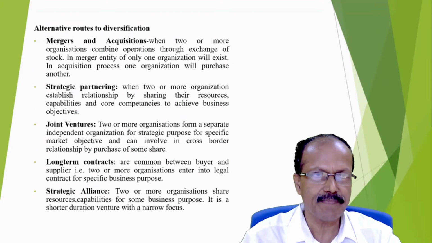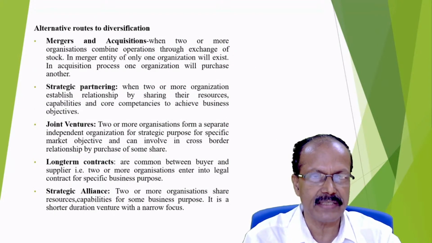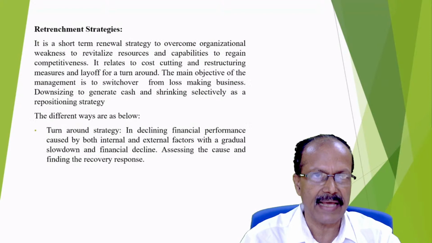With respect to alternate routes of diversification, the first one is through merger and acquisition, then diversification by strategic partnering, diversification through joint ventures, through long-term contracts and strategic alliances.